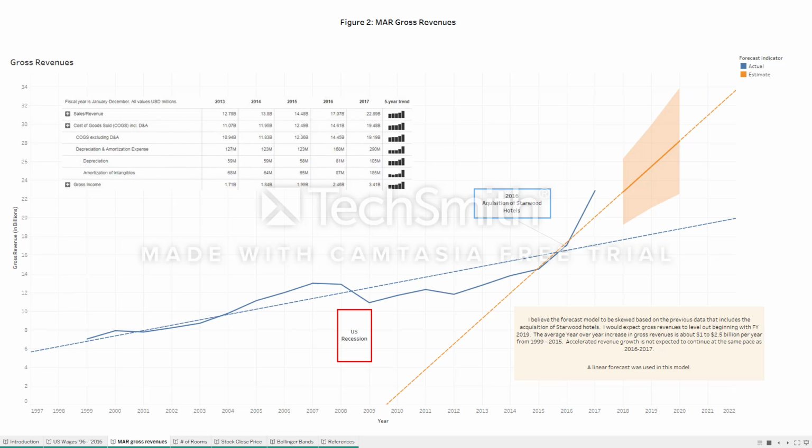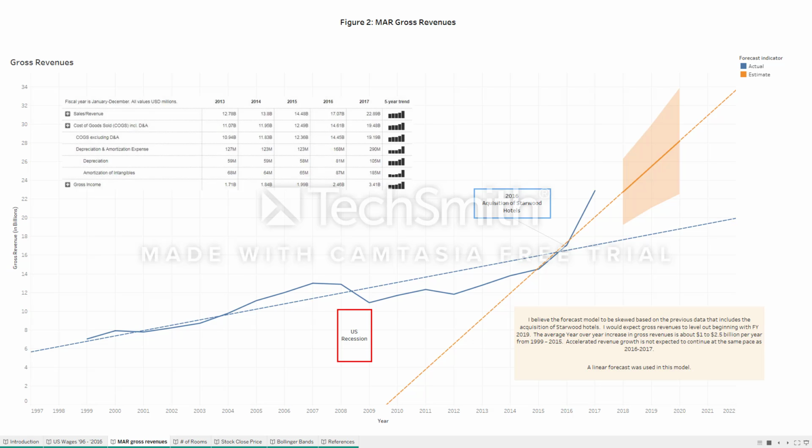The Figure 2 visualization depicts Marriott year-end gross revenues from 1999 to 2017. As you can see, the graph is very aligned with the U.S. wage visual from Figure 1. The first thing to note on this graph is the effect that the recession had on Marriott revenues. Beginning in 2007, revenues significantly decreased and did not fully recover until 2013.